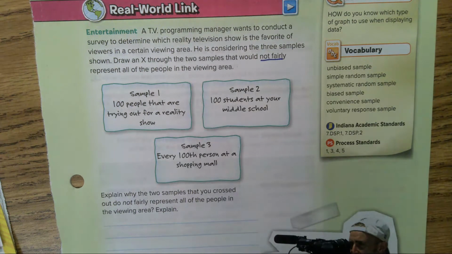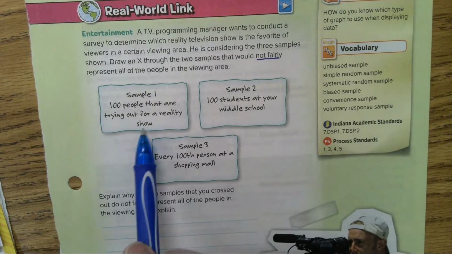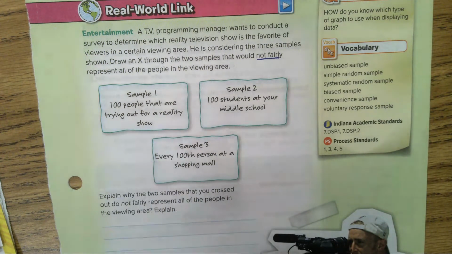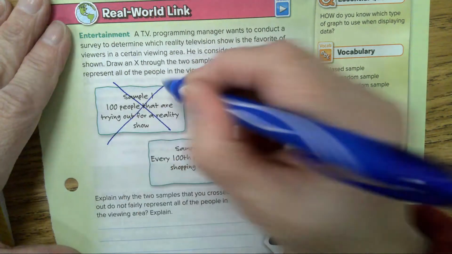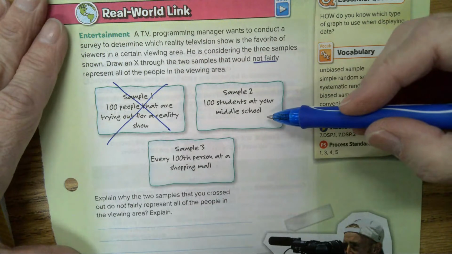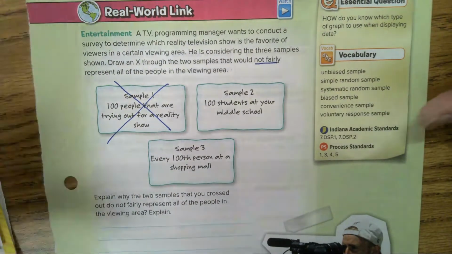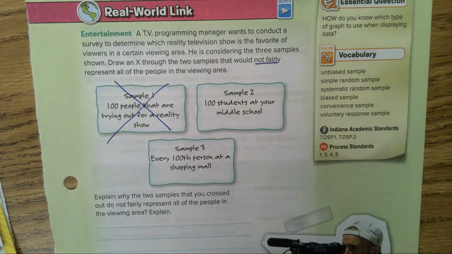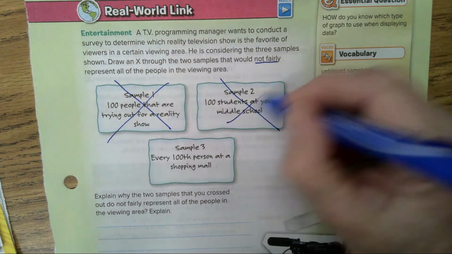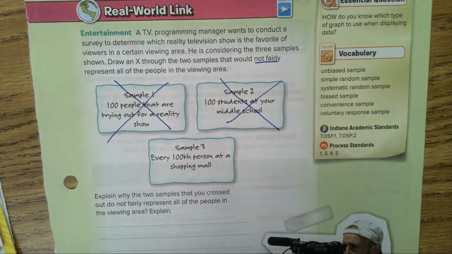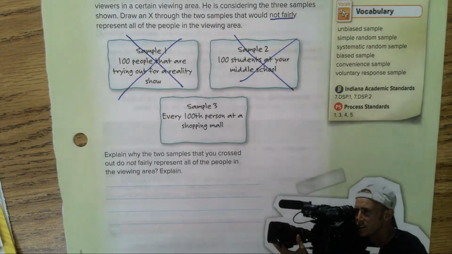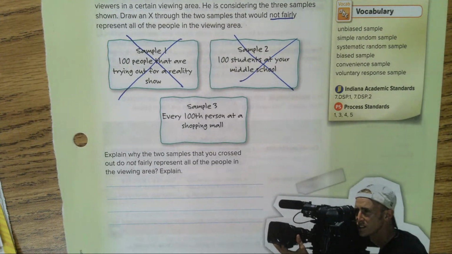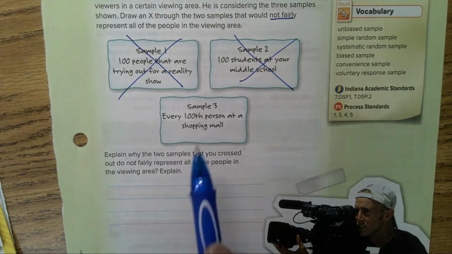So, is that going to be a fair one? No, they're only going to choose people who really like the reality show, so let's put an X through that. Do you think middle school students are a good representation of what Mrs. Robertson is watching on television and people my age? No. Probably not. The 100th person at a shopping mall. Now, we don't have as many people at shopping malls now since we had COVID, but you used to have people of all ages at a shopping mall. That one would be the best one to use.